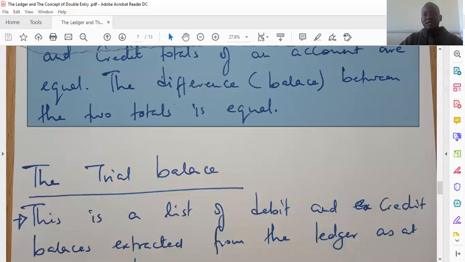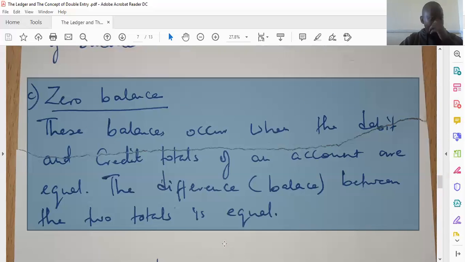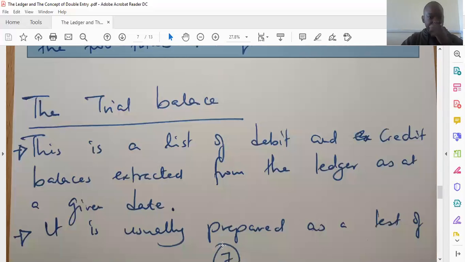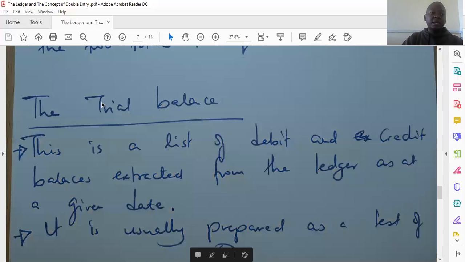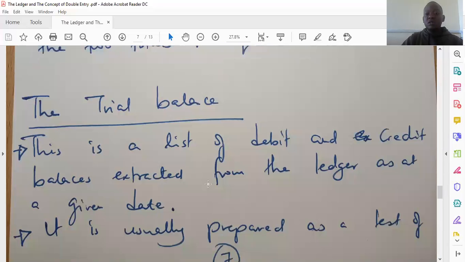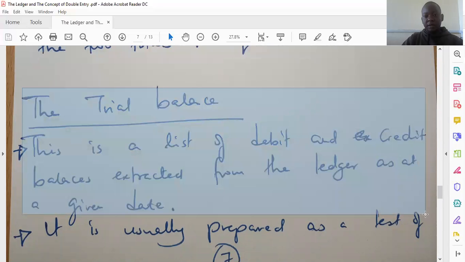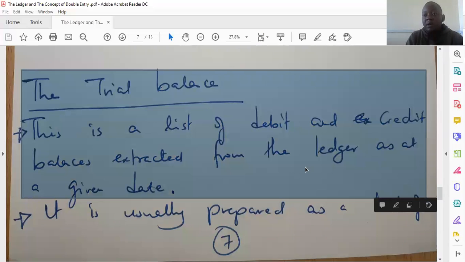So that is the balancing of accounts. Then before we look at an example, we look at the trial balance. A trial balance is usually prepared at the end, after posting the transactions in the books of accounts, that is in the ledger. At the end of the period we balance off the accounts so as to obtain the debit balances and the credit balances, and then these balances are taken to the trial balance.